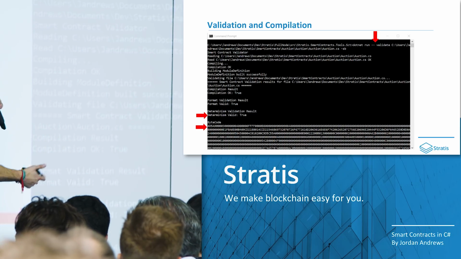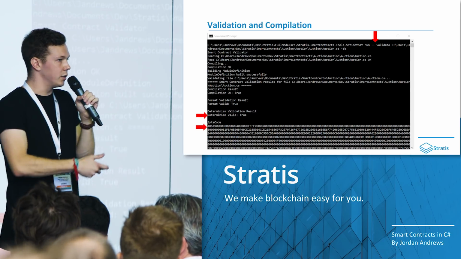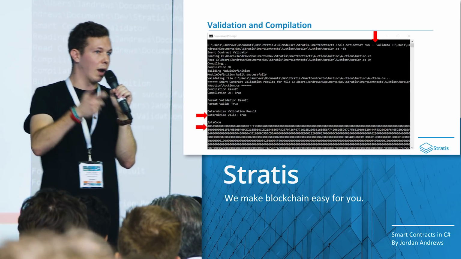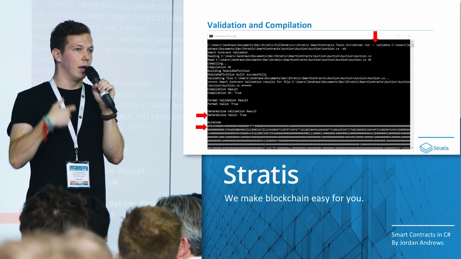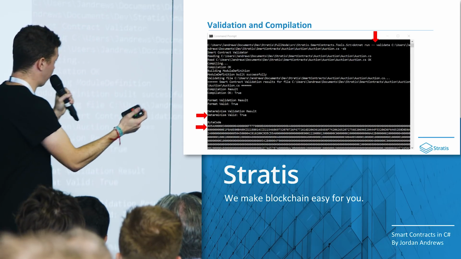And of course, as well, it will give you some bytecode output. So this is essentially just the .NET code that is sent to the chain. If you wanted to, you can grab this, put it inside of a transaction, send the transaction to the network, and this contract will be created.